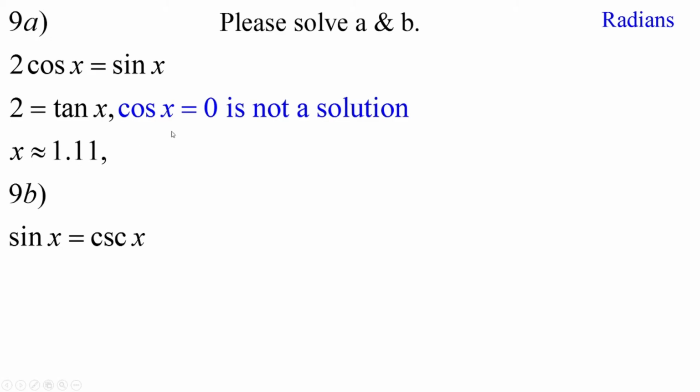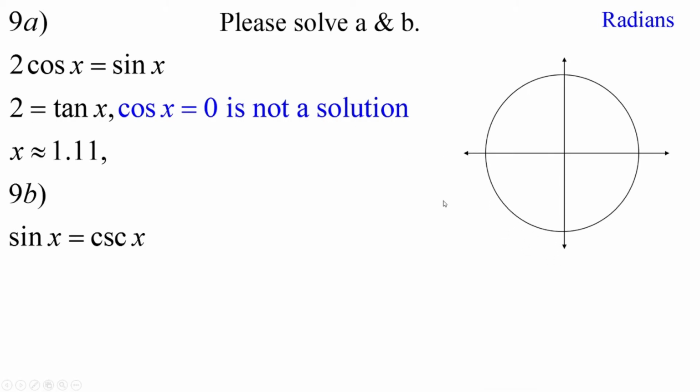Yes, I did. And notice the comma there, because is there another angle in which tangent of x equals 2? Well, yeah, there's infinitely many. So let's draw our unit circle. 1.11, well, pi over 2 would be 1.57. So 1.11 would be here in quadrant 1. And that is not exact by any means. It's ballpark.